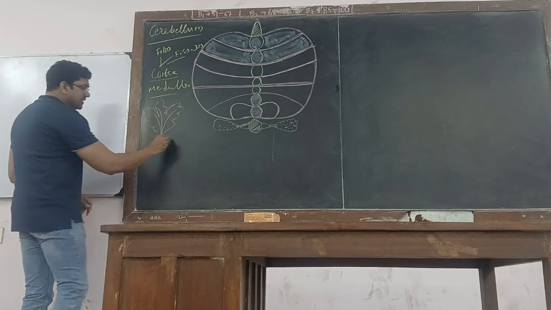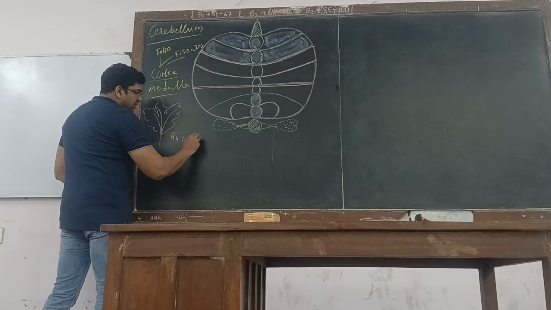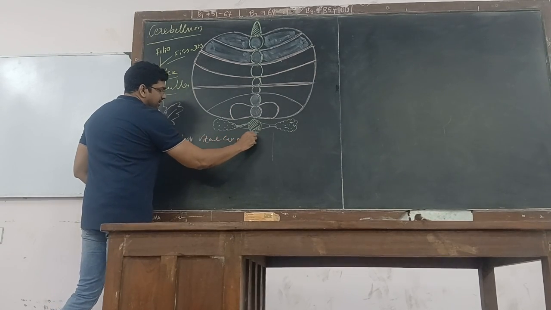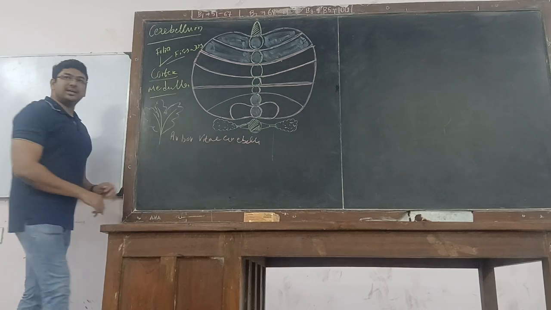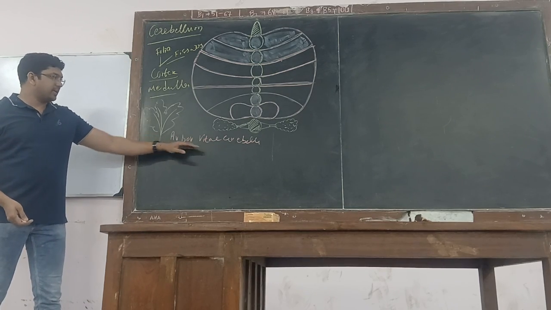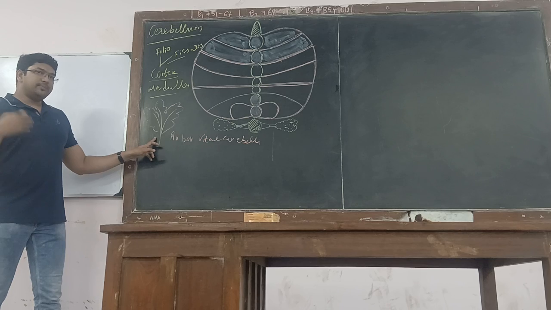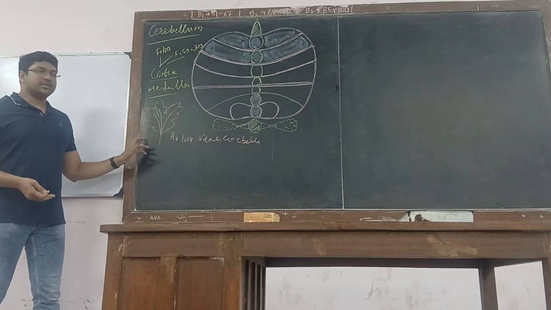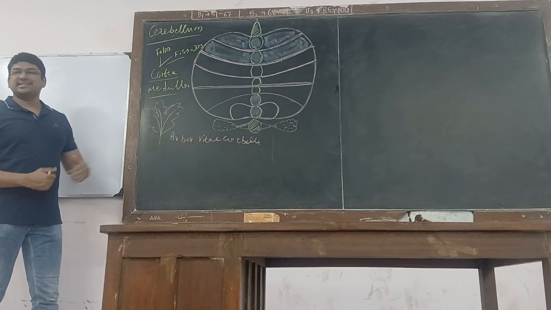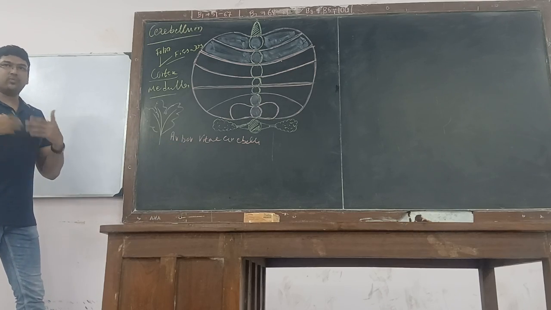That's why it is also termed, and this terminology is important, arbor vitae cerebelli. Arbor vitae means tree of life. So it appears like a tree branching pattern with leaves. That's why it is termed arbor vitae cerebelli. This term will be asked in the examination. Why is it so?